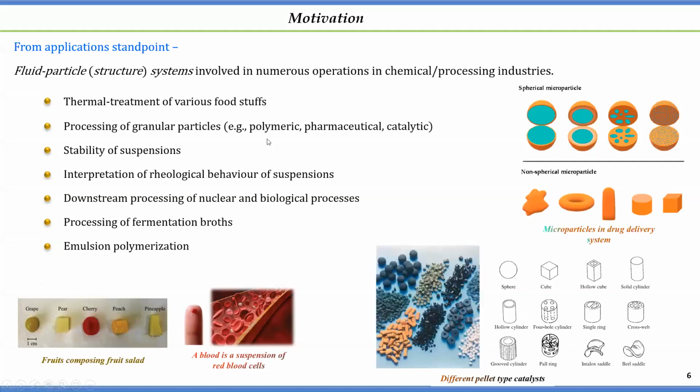Similarly, processing of granular particles, for example polymeric material, is mostly done in terms of pellets and granulates. Pharmaceuticals also have a similar kind of particle system. Catalysts, which we use in different chemical reactions, also have various shapes and sizes. If you look at the stability of suspensions, blood is also one kind of suspension, with red blood cells. People who are working on blood in different kinds of sensor devices or other applications are able to see these solid particles suspended in the fluid media.